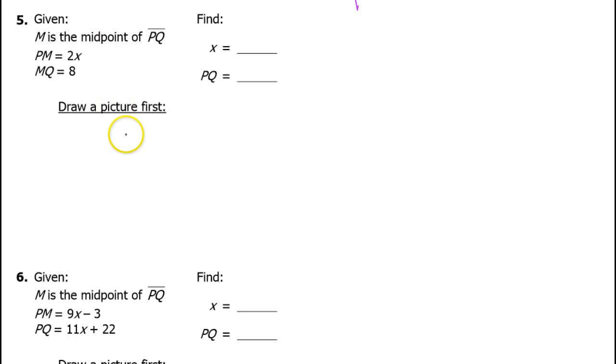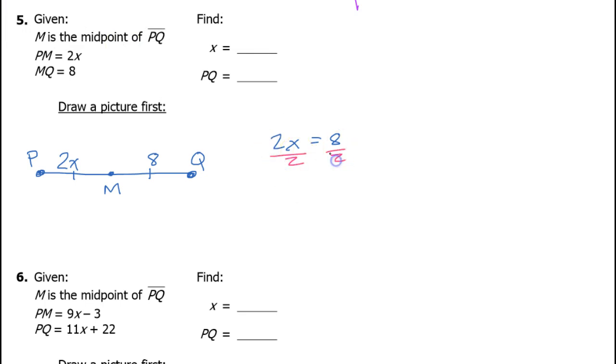Okay, this time we're on our own for the picture. Got to draw our own picture, so no big deal. M is the midpoint of PQ. So let's draw that. Okay, so there's M, and here's PQ. M is the midpoint. Okay, PM is 2x, and MQ is 8. Okay, so right there, these should be congruent. Alright, if M is the midpoint, the two sides should be equal. So 2x should equal 8. And then if you divide both sides by 2, then you get x is equal to 4. Okay, so that's one of the things that we're supposed to find.